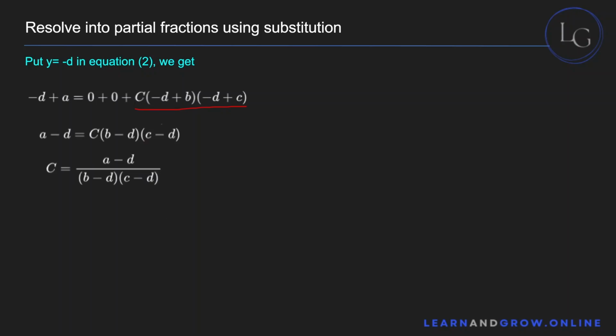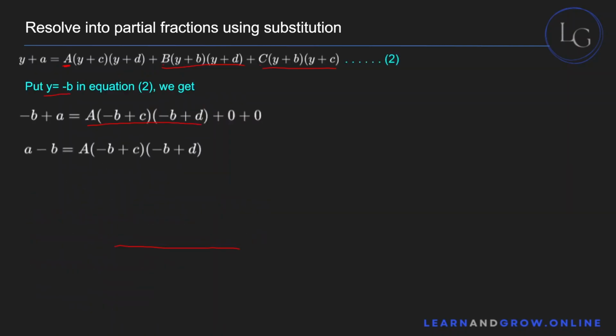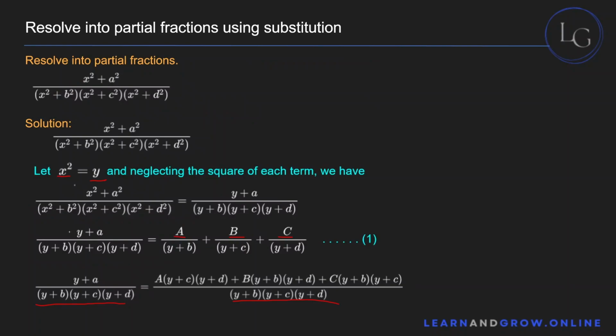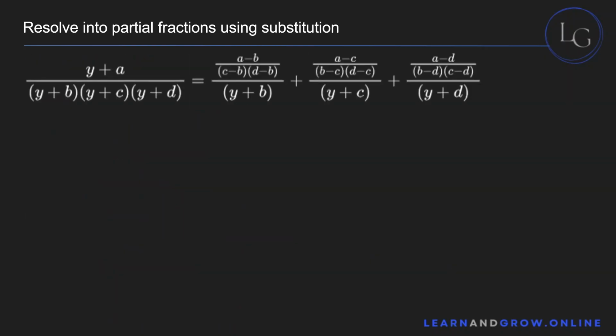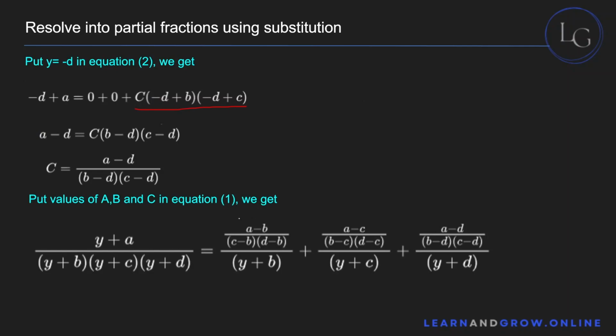And then now that you have the values of uppercase A, uppercase B, and uppercase C, you'll put that into equation 1. What was equation 1? This was equation 1, the initial partial fraction equation. Now that we have the values of uppercase A, uppercase B, and uppercase C, we'll substitute them into this equation. And when you do that, you'll get these partial fractions.